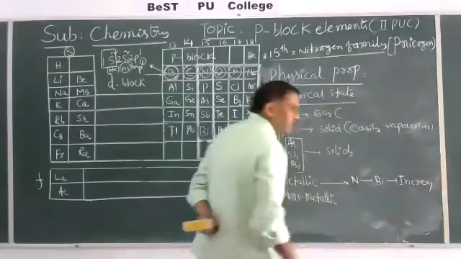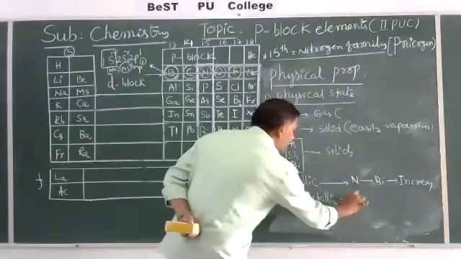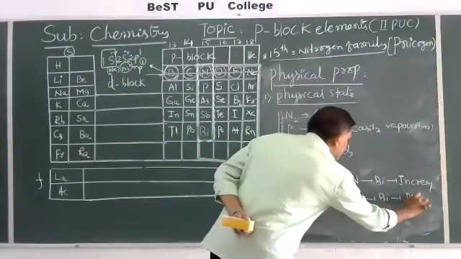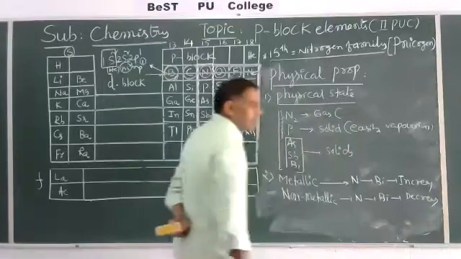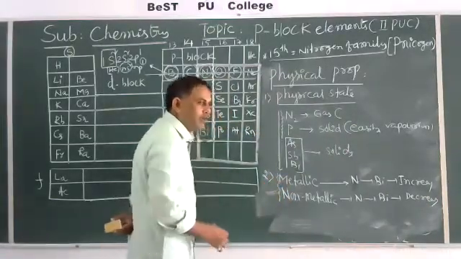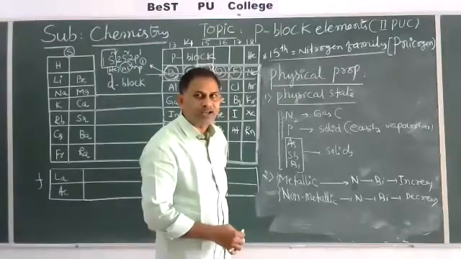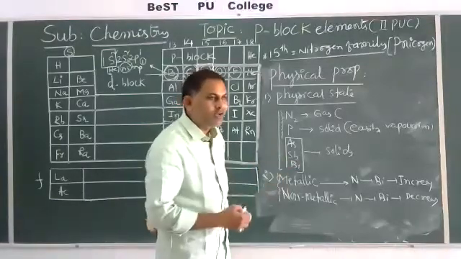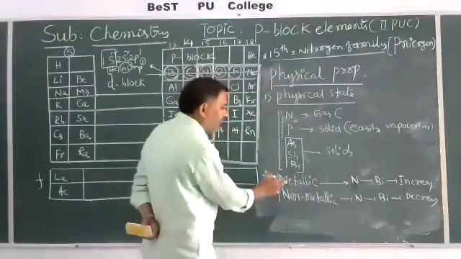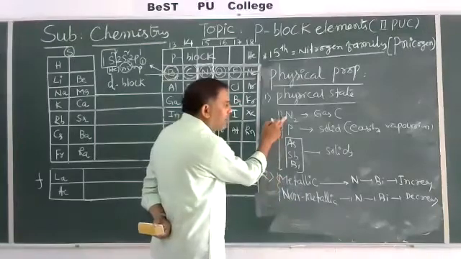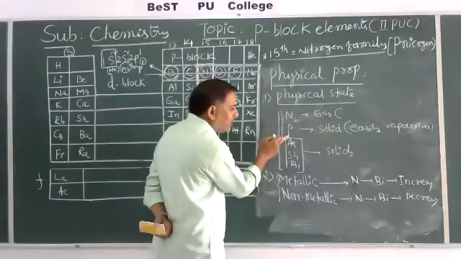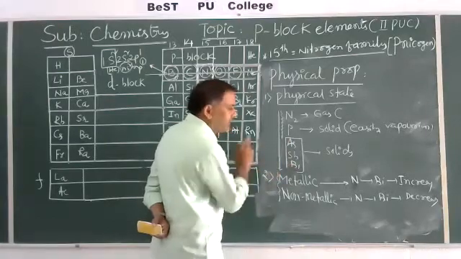Increases. But here non-metallic character, nitrogen to bismuth, decreases. So in the 11th standard periodic table, when metallic character increases, what happens? Electropositive character increases, electronegativity decreases. That's why these are generally non-metals, and slowly the non-metallic character decreases and metallic character increases.